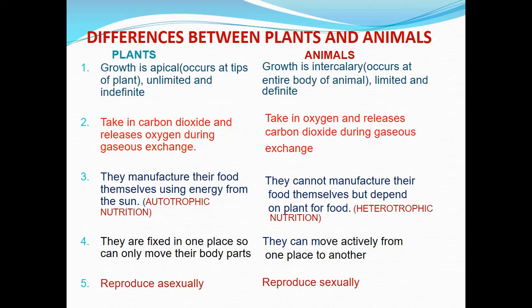Now, under plants, plants do not have specialized organs for respiration and excretion, while animals have specialized organs. They have specific organs they use for excretion and even for respiration. Now, under plants, plant cells have cell wall. Animal cells do not have cell wall.